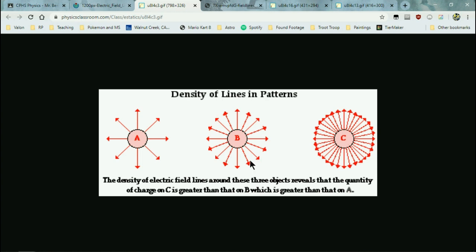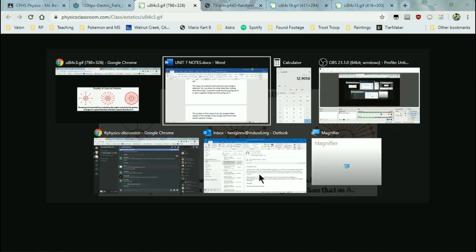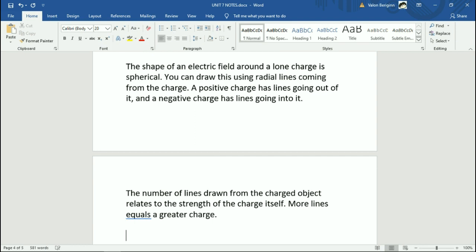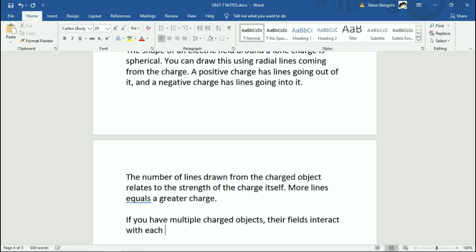So that's all fine and good, and you might think, okay, radially moving out, just have to keep in mind about this kind of stuff. Not so bad. And that's true when you have a charge by itself. So, if you have multiple charged objects, their fields interact with each other. Okay. They don't just ignore each other and pass through each other like nothing happens. They interact with each other, they interfere with each other.